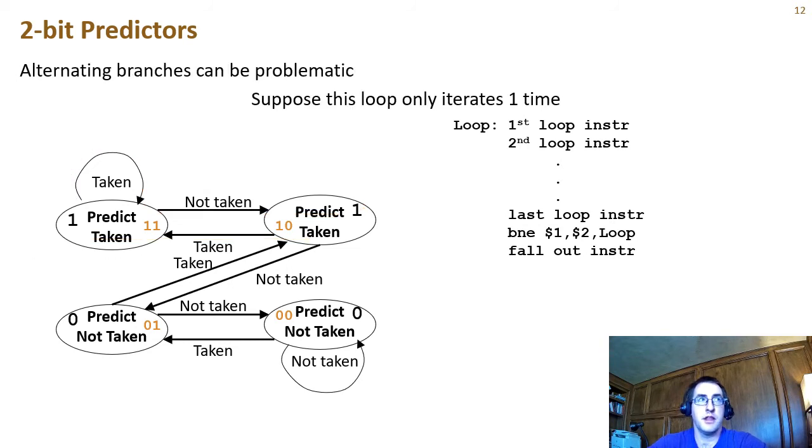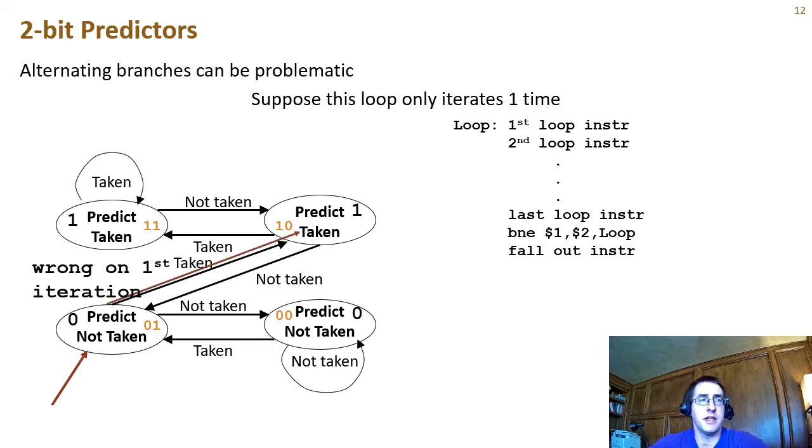A problem with this 2-bit saturating counter predictor is that alternating branches cause problems. So suppose this loop structure only iterates 1 time. Not a terribly useful loop, perhaps, but it shows an interesting problem. We're going to assume now that we start out in this weakly not taken state, because that's where we'll start out in general based on this 1-time-through loop structure.